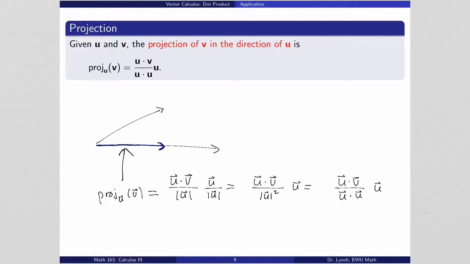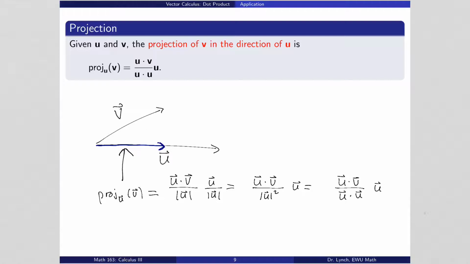So again, I've written that projection of v in the direction of u as u dot v over magnitude u times u over its magnitude, which we can express in terms of two dot products and the vector u. So again, here are the vectors u and v, and the notation here is, again, the projection of v in the direction of u.